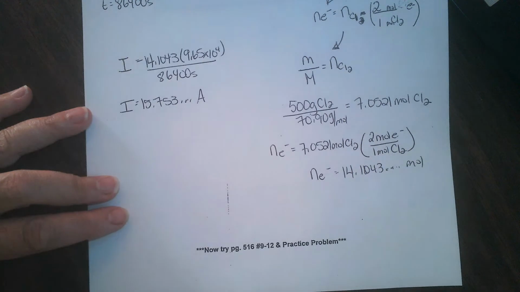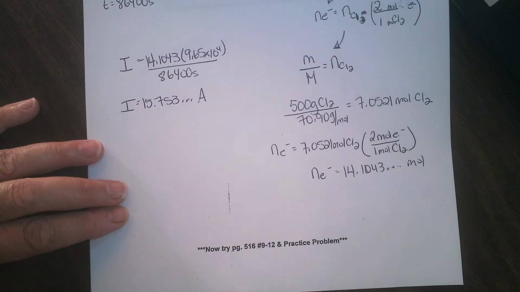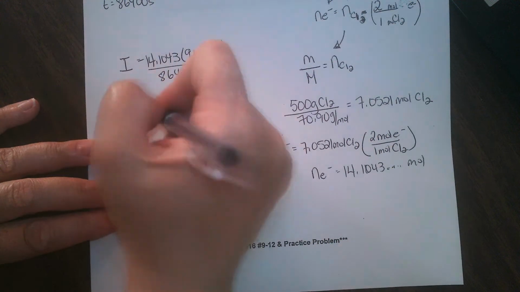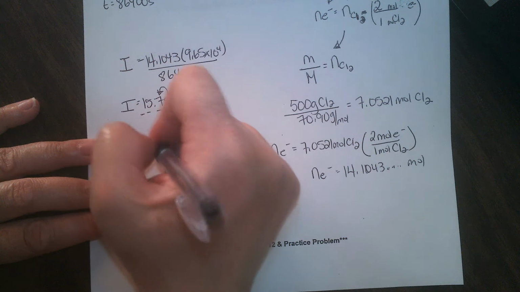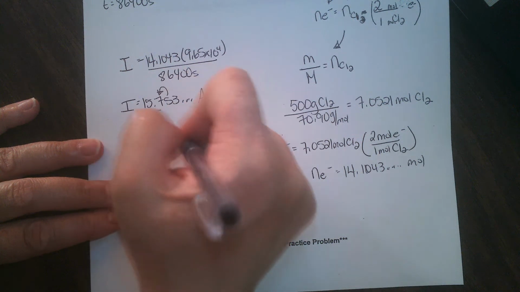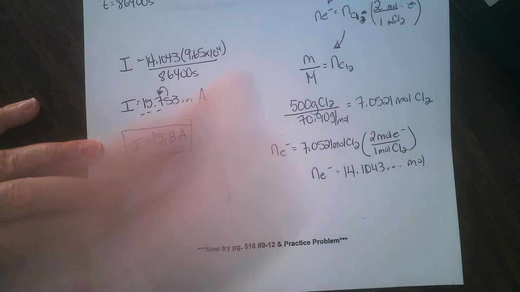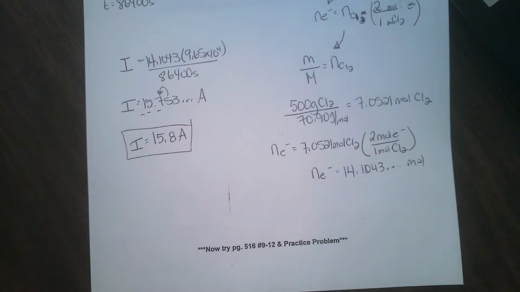So we get 15.753, because you're going to keep all your decimals all the way through. When I go back to the original question, my sig digs come down to 3: 1, 2, 3. The 5 has an influence on the 7. So my current is 15.8 amps. Okay.